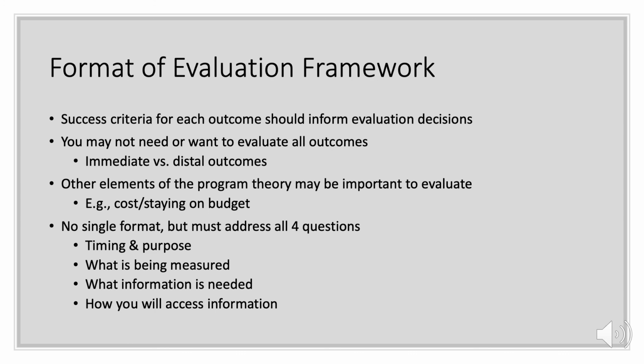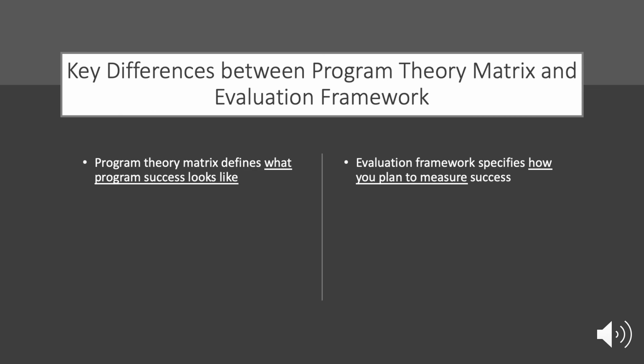But what you do have to do is, for all of the key elements that you're planning to evaluate, you have to answer those 4 questions: timing and purpose, defining what you need to measure, what information you need, and how you're going to access the information you need to complete your evaluation. So just to sum it up, your program theory matrix defines what your program success looks like. Not just the success criteria, but all the things that are going to go into reaching those goals, reaching those outcomes. And then the evaluation framework operationalizes what and how you're going to measure whether or not success was achieved.